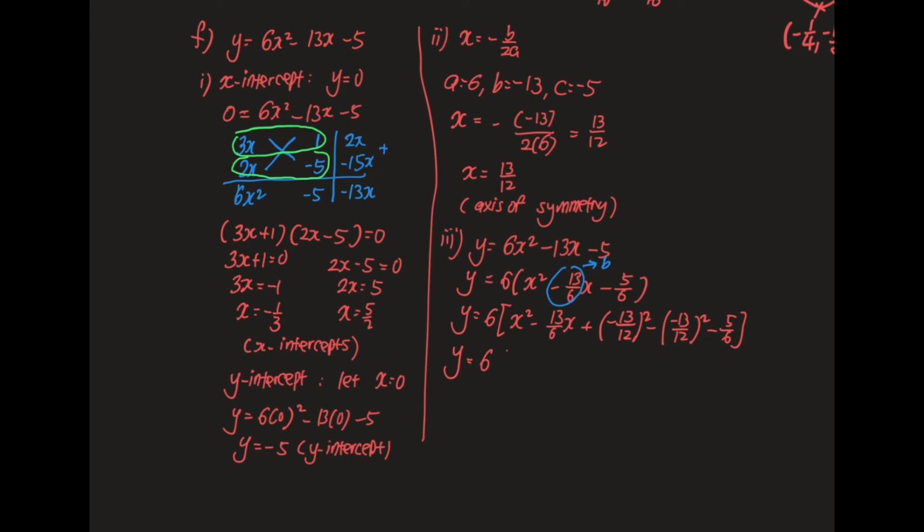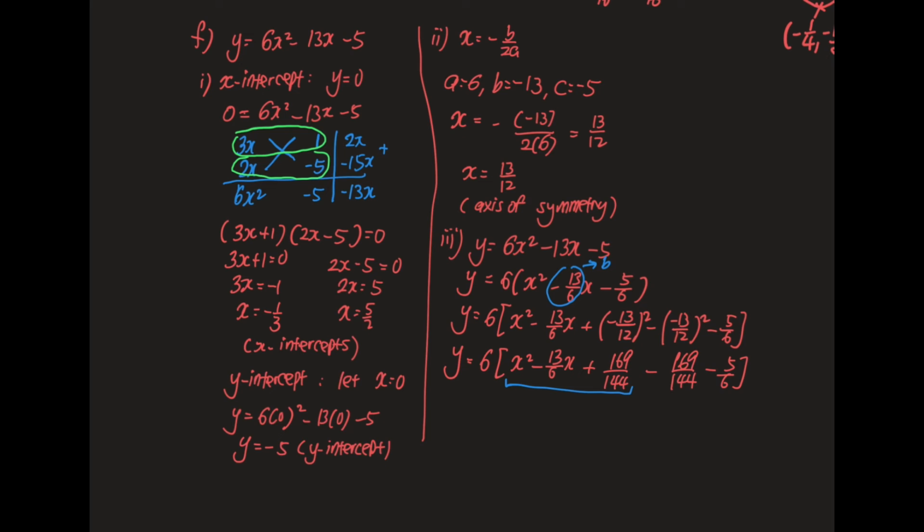Now what we need to do is simplify it first. 13 over 6x, 169 over 144, 169 over 144, 5 over 6. For the first three terms, we need to factorize it.